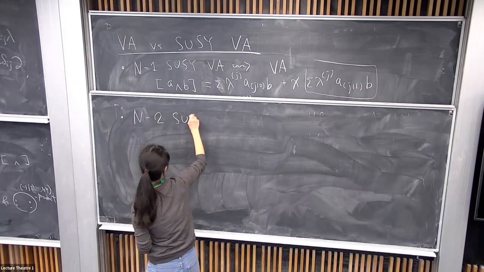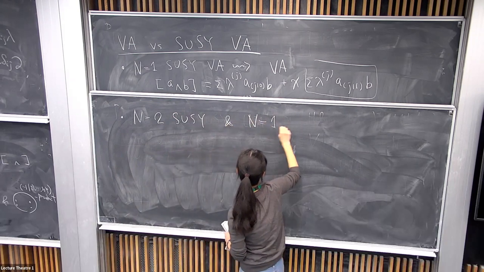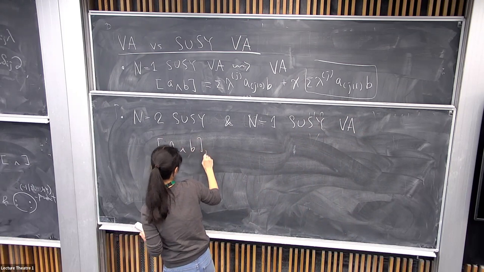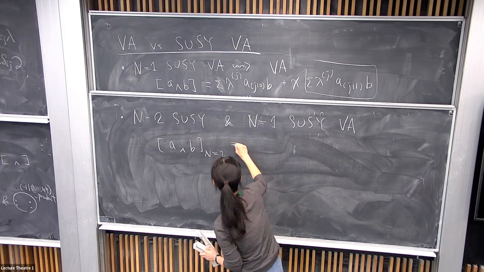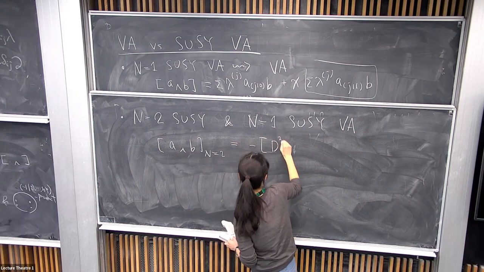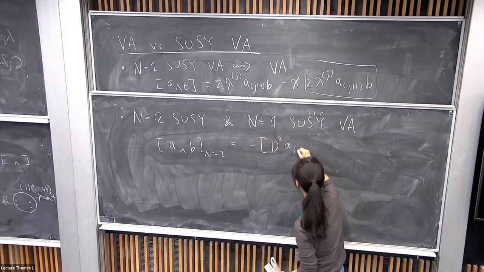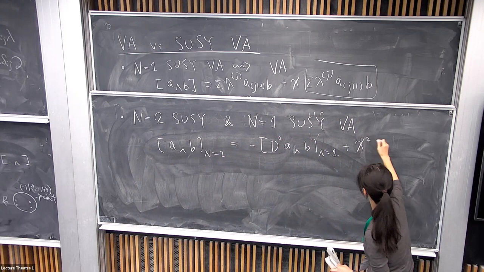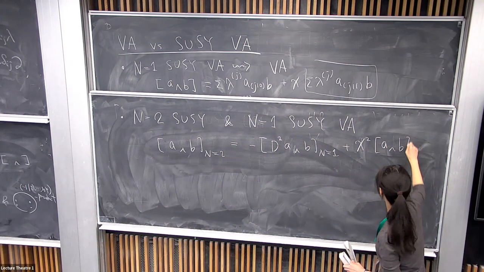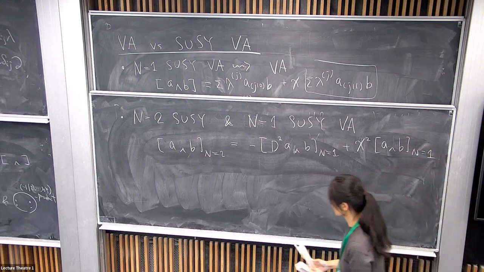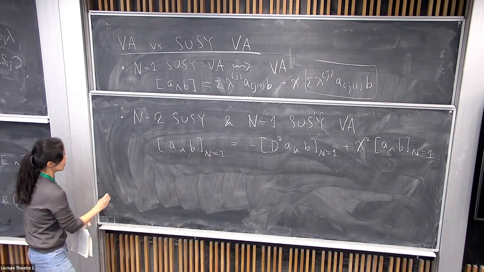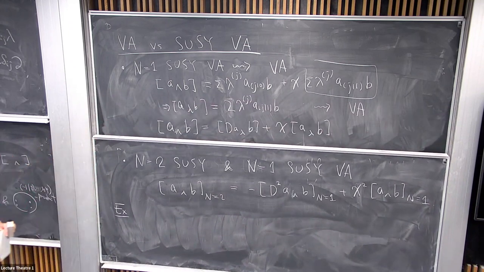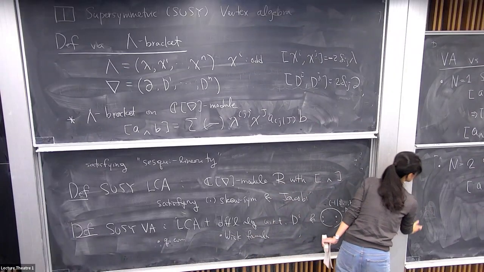Between n equal to 2 SUSY vertex algebra and n equal 1 SUSY vertex algebra, if you have a lambda bracket for n equal to 2, this is the second derivation of a. Okay, I think this is a kind of important property for today.